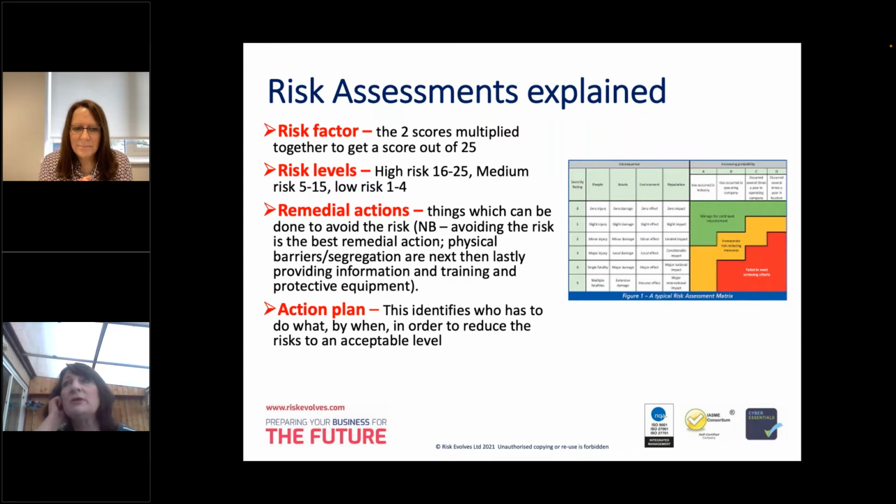So basically we're looking at remedial actions. I think we've got another slide in a minute which talks in more detail about the hierarchy of risk reduction. So I'll talk about that in a moment. But once we've identified what our remedial actions are, we then have to put everything into an action plan. And the action plan is really all about who's going to do what by when.